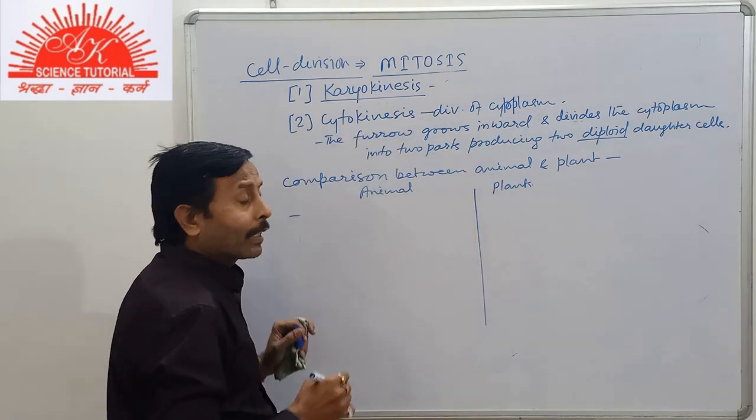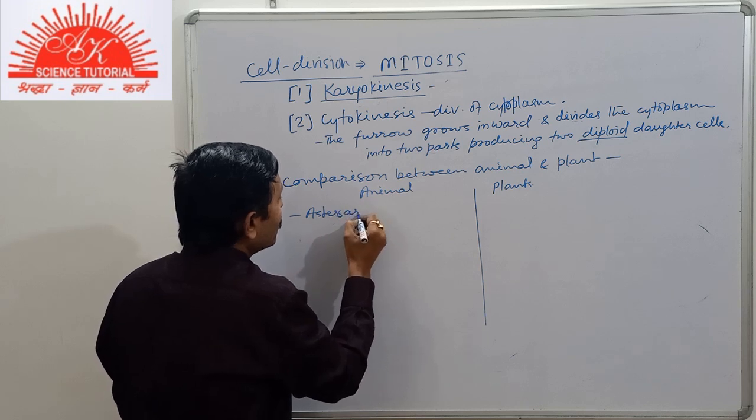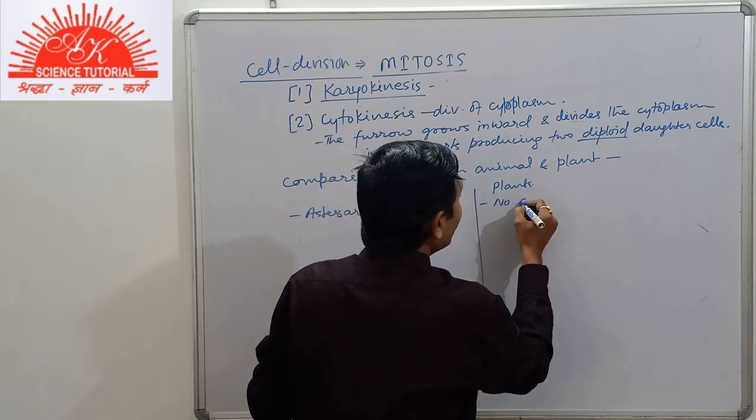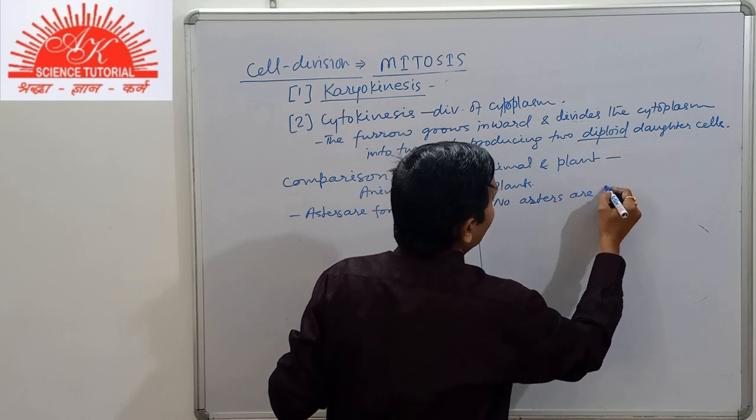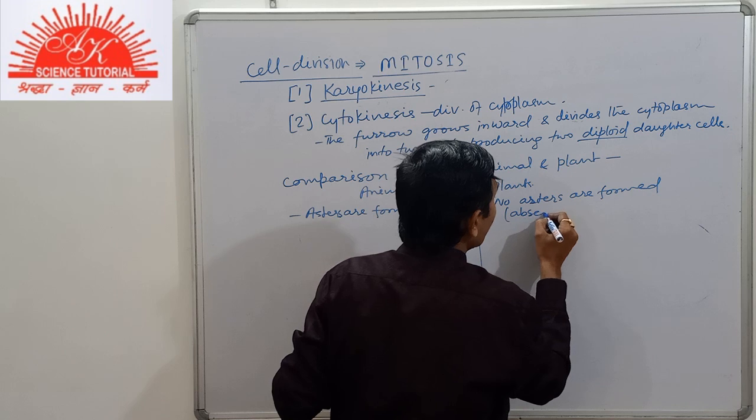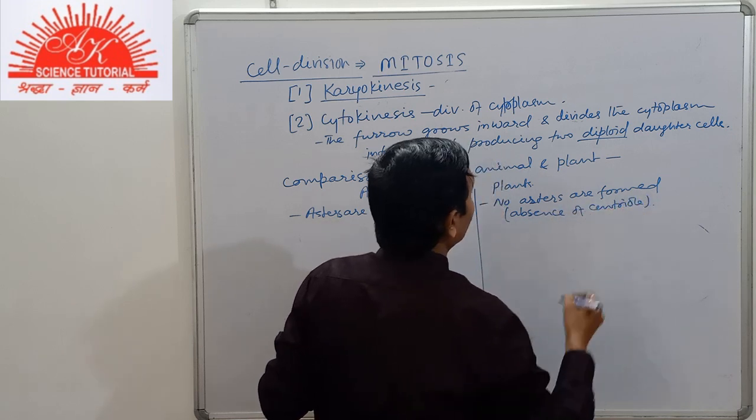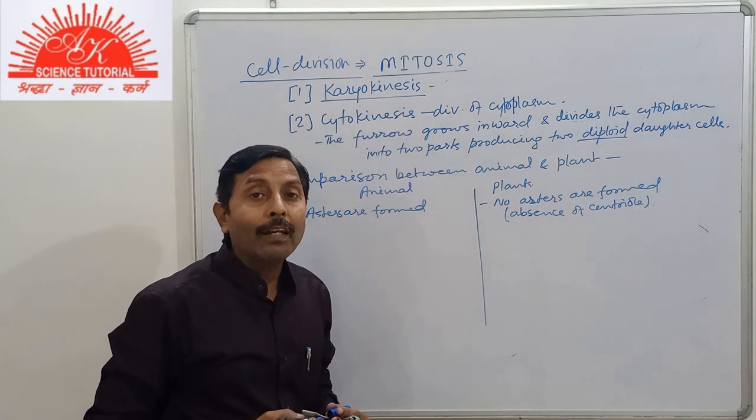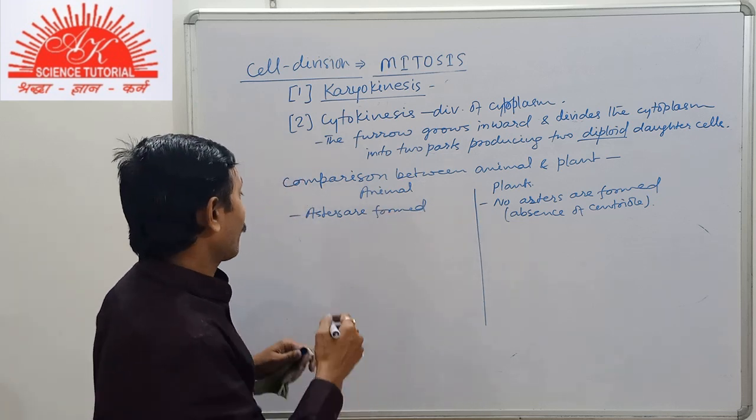In animals, asters are formed. Here, no asters are formed. The reason is the absence of centriole. But spindle fibers are formed with the help of microtubules and microfilaments.